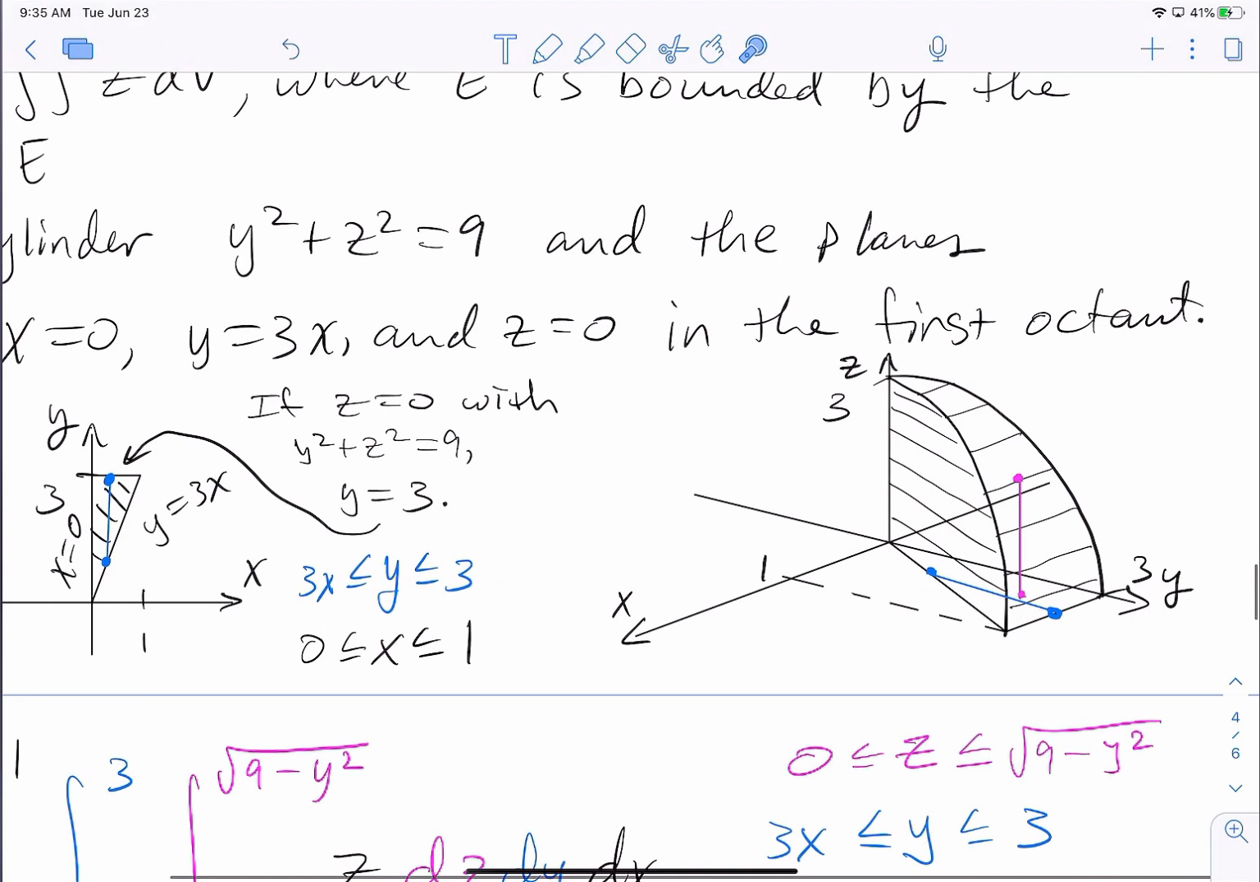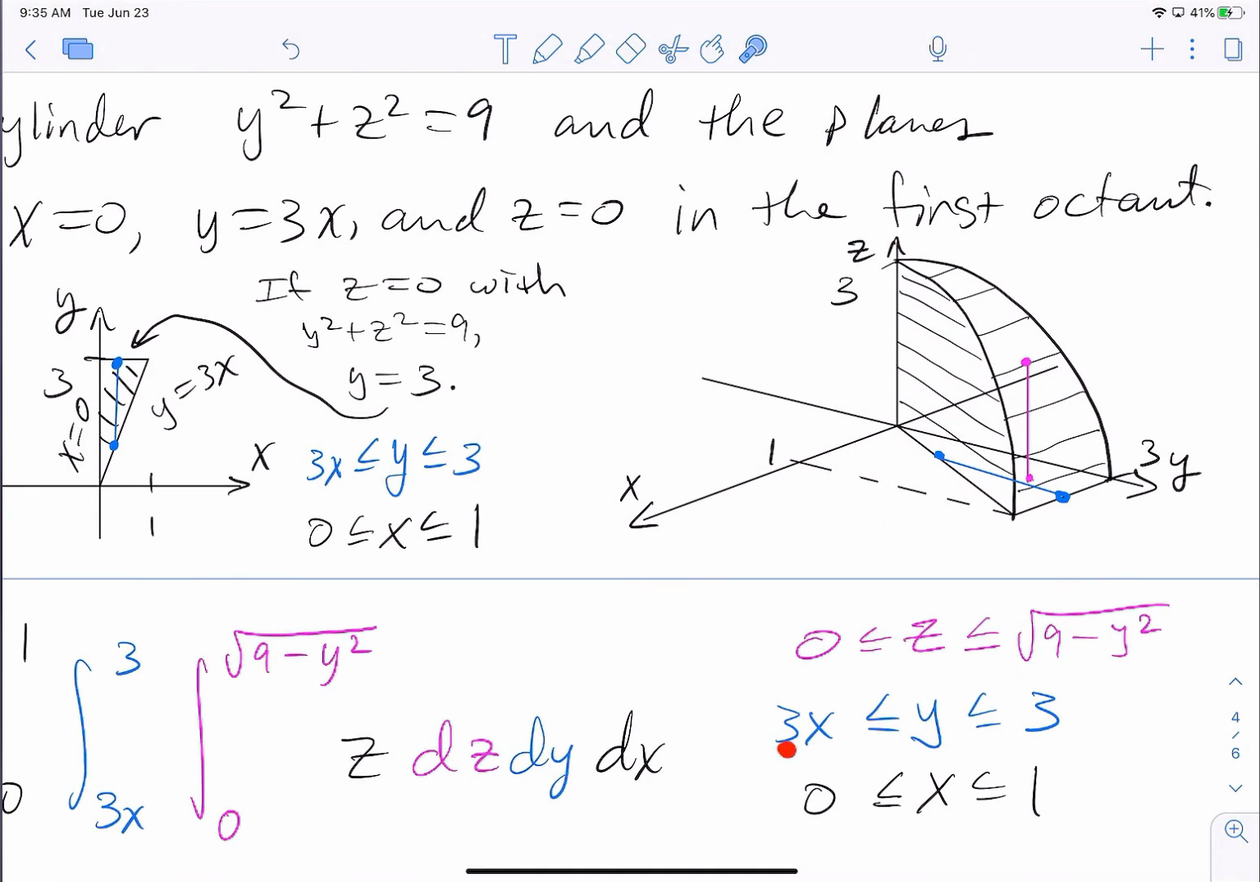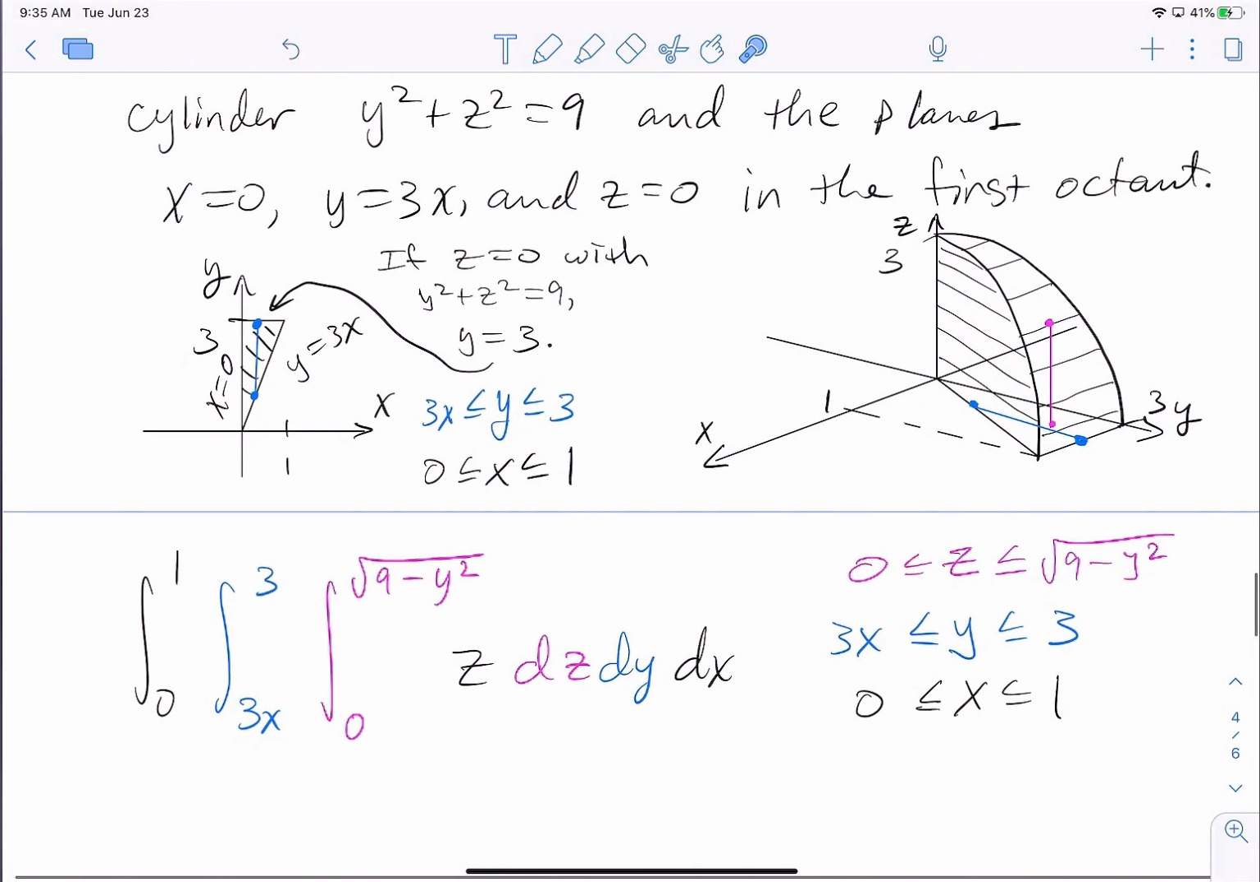Now, z goes from the floor, the xy plane, up to the cylinder. So z goes from 0 to the square root of 9 minus y squared, right? Y, we've already decided, goes from 3x to 3, and x goes from 0 to 1. Therefore, our integral is the integral from 0 to 1 of the integral from 3x to 3 of the integral from 0 to the square root of 9 minus y squared of the integrand z, and we picked the order dz, dy, dx.